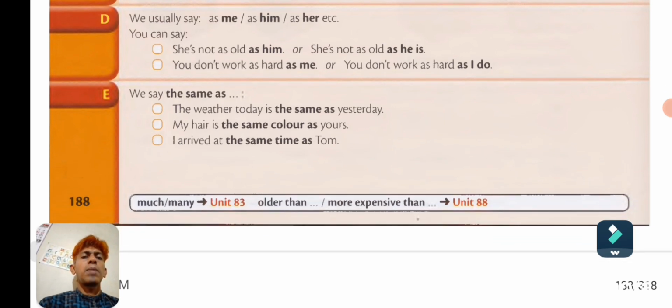Okay, you can understand. Part D. We usually say "as me," "as him," "as her," etc. You can say she's not as old as him. Or, she's not as old as he is. Instead of "as him," we can use "as he is." Next one. You don't work as hard as me. Or, you don't work as hard as I do. Instead of "as me," we use "as I do."